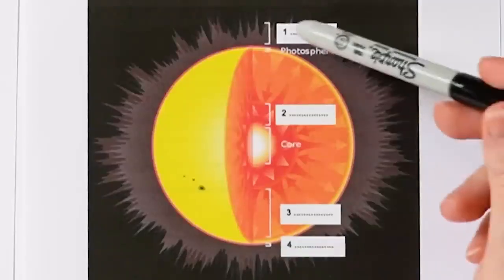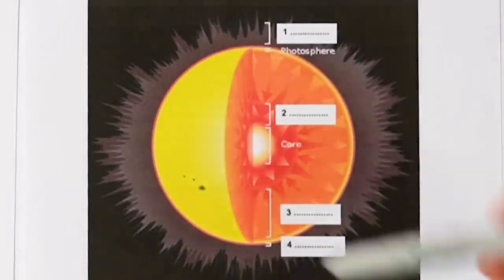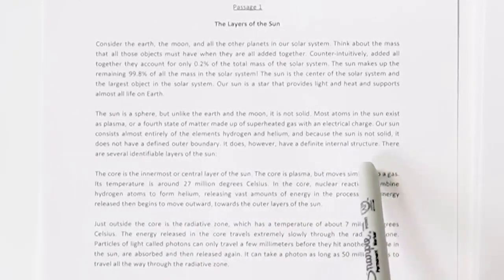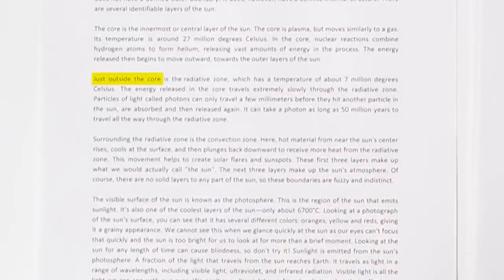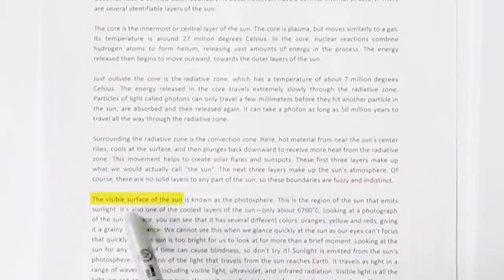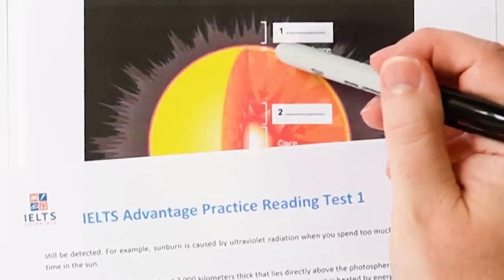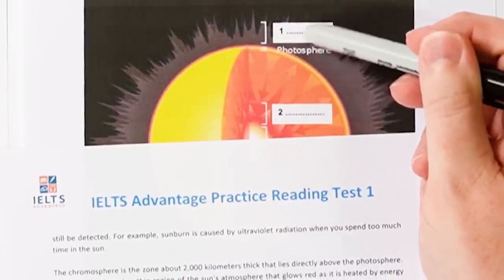So what will I be scanning for? Well, number one, you have this bit outside of the sun or around the sun. So we're going to look for keywords or synonyms that talk about that. If we have a look here, the core, we're not looking for the core. The sun is a sphere, no. This just seems to be introduction. Just outside the core, no, that would be describing just next to the core. The visible surface of the sun is known as the photosphere. So next to the photosphere is number one.